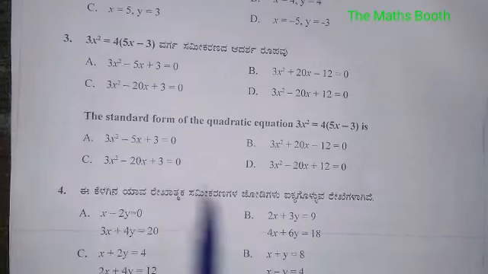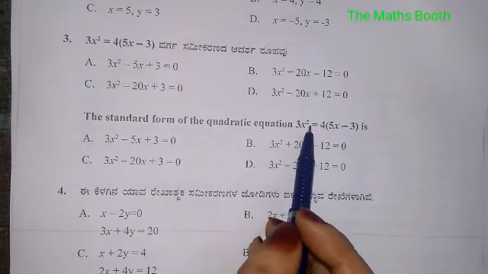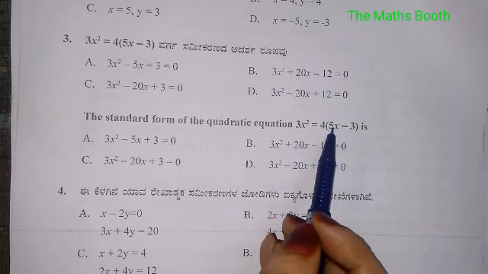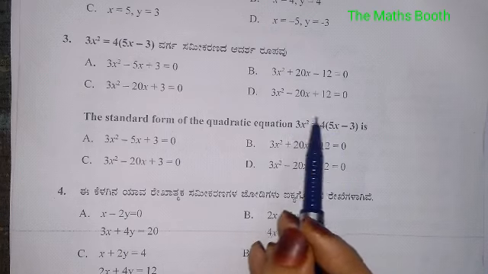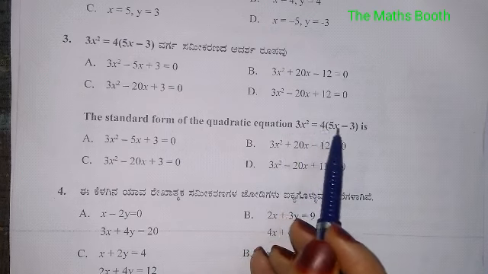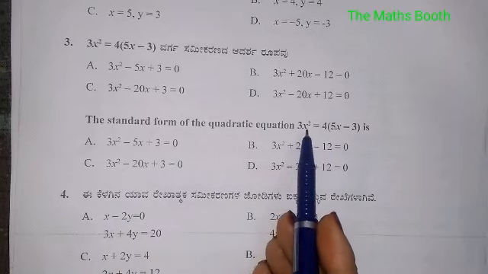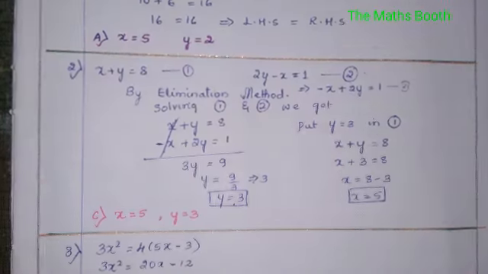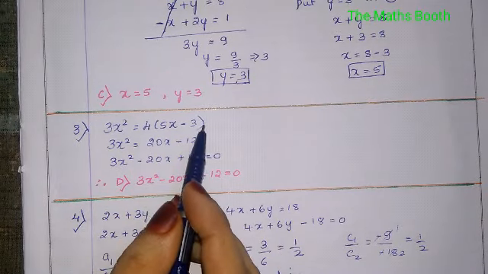Now let us see question number 3. Okay, the standard form of the quadratic equation 3x square is equals to 4 into 5x minus 3 is. See, this is not in standard form. So after solving, we have to check which is the correct option out of these. So first we will solve. 3x square is equals to 4 into 5x minus 3.